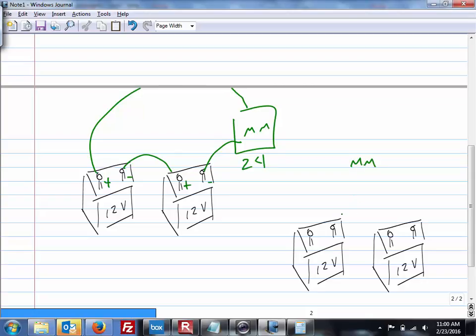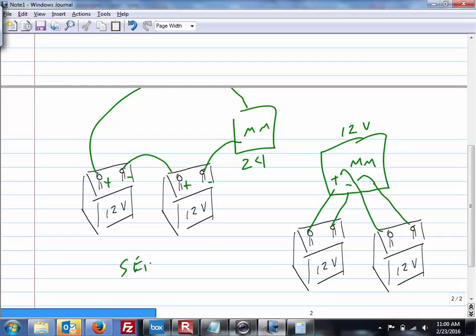Otherwise, if I wire it like this, they are wired in parallel, right? Plus, minus. This guy would come over here and attach the plus, and this guy would come over here and attach the minus. You're still going to have your 12 volts. You'd potentially be able to get more current out of the one that's wired in parallel, but this is series, and this is parallel.